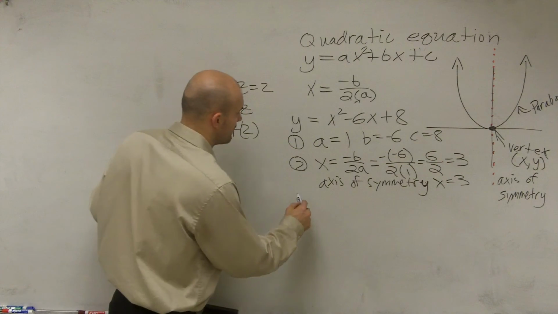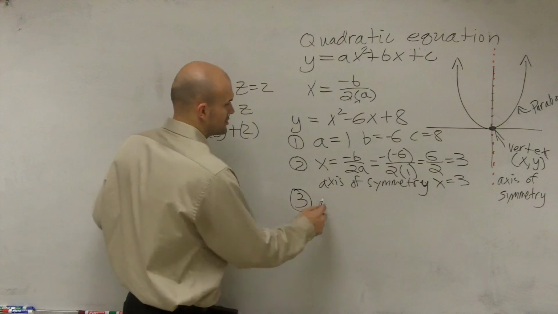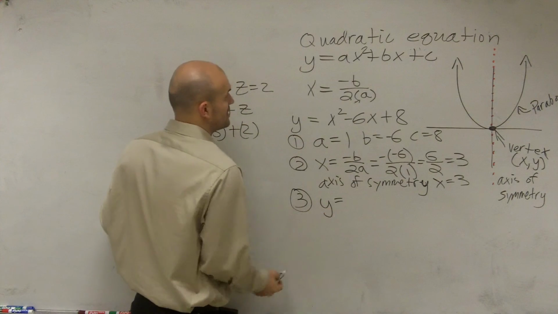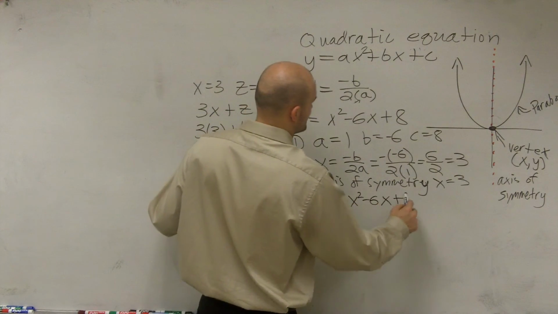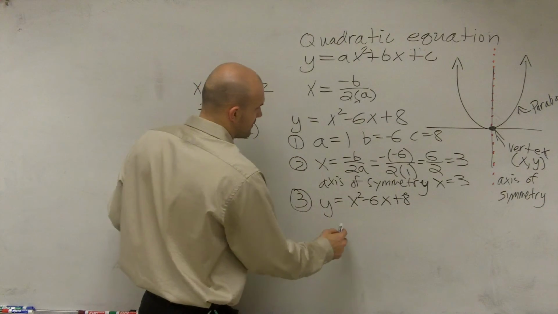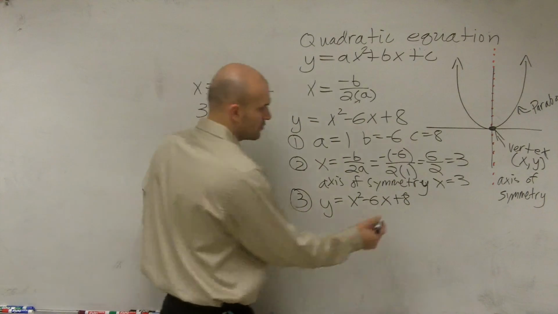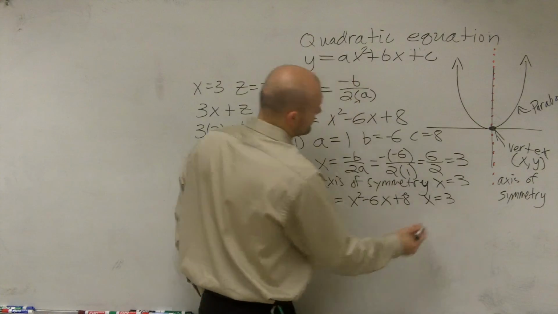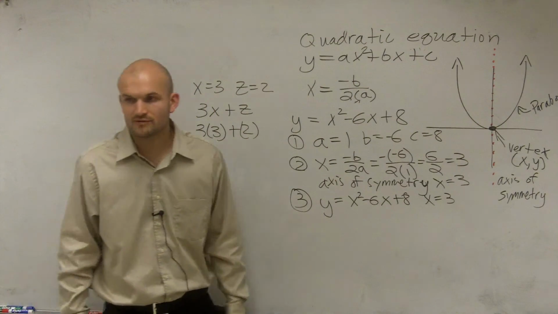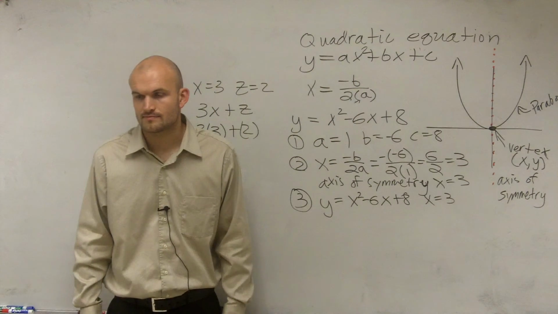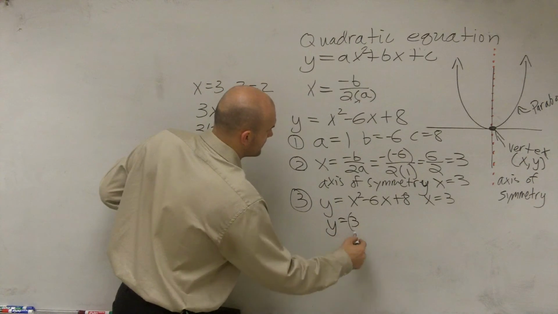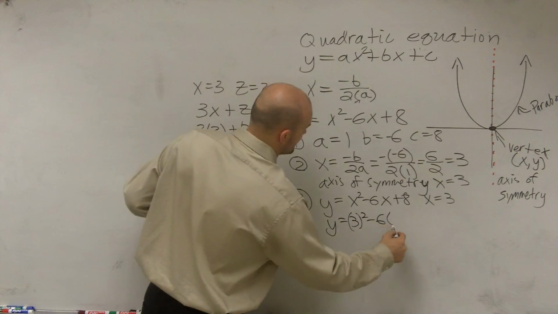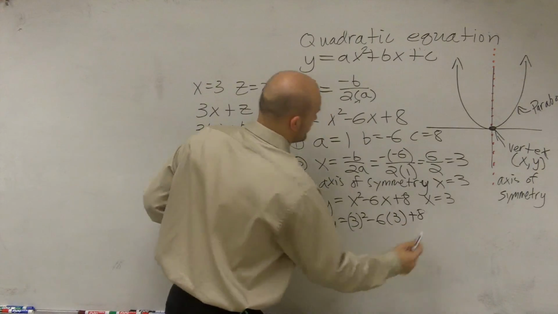So now I want to find the vertex. Remember, here's our equation: y equals x squared minus 6x plus 8. We know that x equals 3. So what do we want to do with 3? We want to plug it in for what? Plug it in for x. Exactly. So y equals 3 squared minus 6 times 3 plus 8.